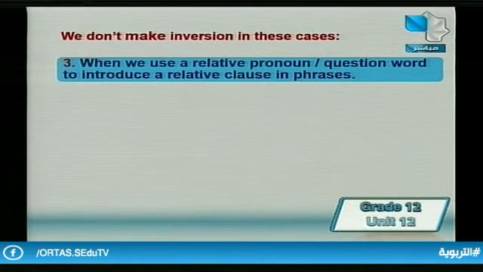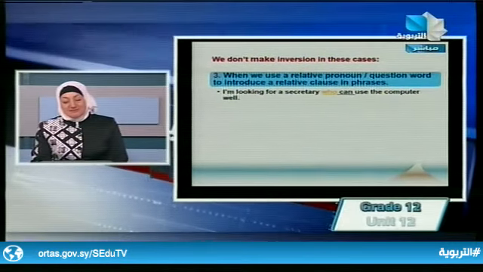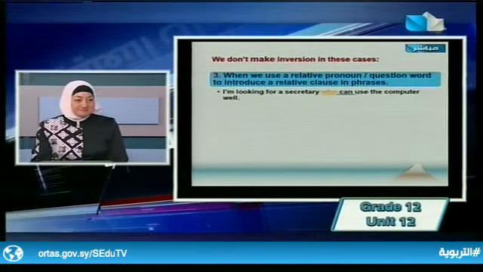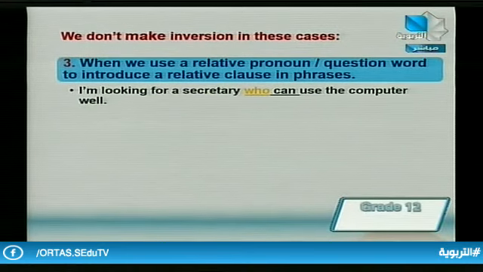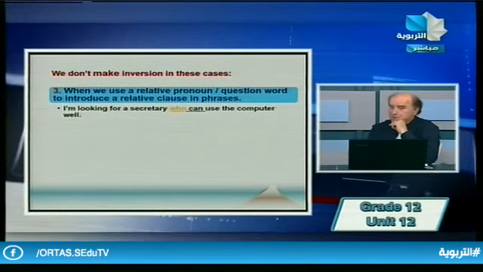We have also more cases about making inversion. Number 3, please. When we use a relative pronoun or a question word to introduce a relative clause, we don't invert. "I'm looking for a secretary." This is a statement. "Who can use the computer well?" This is indirect, and it is a kind of relative clause, so we can't invert here. I'm looking for a secretary who can use the computer well.